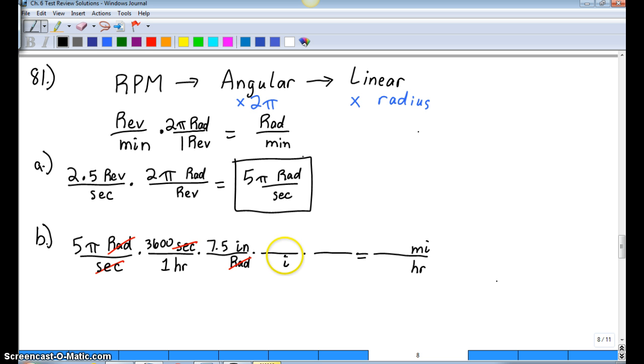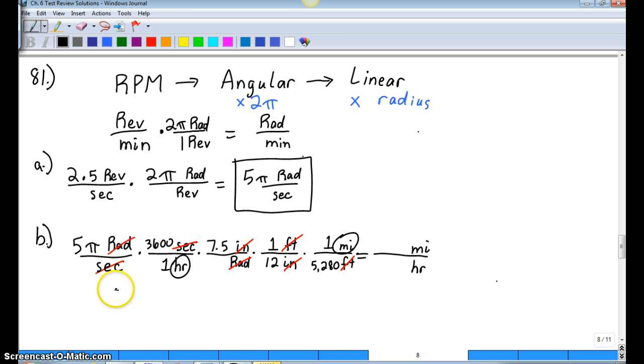Well, we need to cancel inches then. There's 12 of those. And our next unit is feet. We do that multiplication and division. We have feet per hour. And last we have feet in the bottom to cancel. Our next unit would be miles. So 1 mile is 5,280 feet. Our feet cancel out. We have our miles per hour.